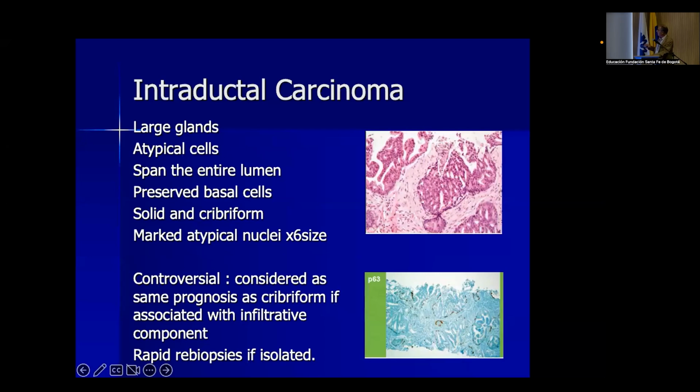If you have only intraductal carcinoma on biopsies, you have to say that you have intraductal carcinoma and that you're not sure if there is any infiltrative carcinoma with it. So you need to make new biopsies very early to confirm the diagnosis of infiltrative carcinoma. If you have intraductal carcinoma with a normal acinar carcinoma, this has to be considered as a cribriform pattern, so an aggressive form of cancer.